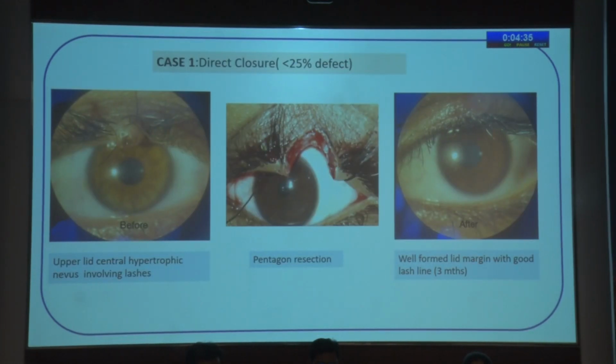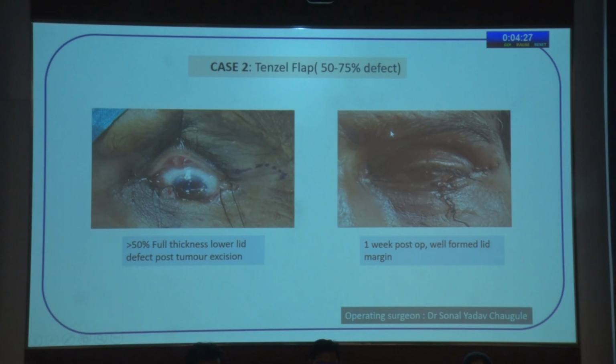This one was a patient of upper lid hypertrophic nevus. Pentagon resection was done, followed by direct lid closure, and this is the post-op picture after 3 months. This patient had lower lid sebaceous cell carcinoma. Post-resection, there was more than 50% lid defect, followed by tensile flap reconstruction. This is the post-op 1 week picture, and we can clearly see a well-formed lid margin here.